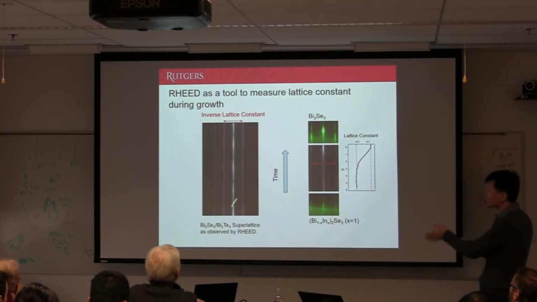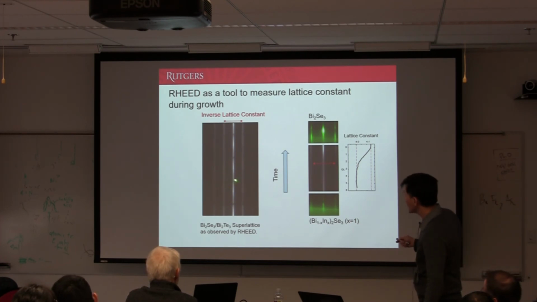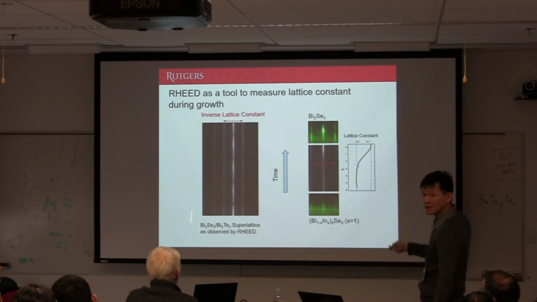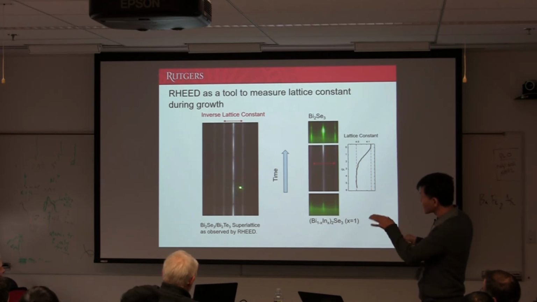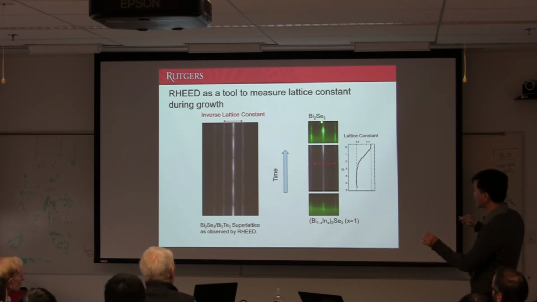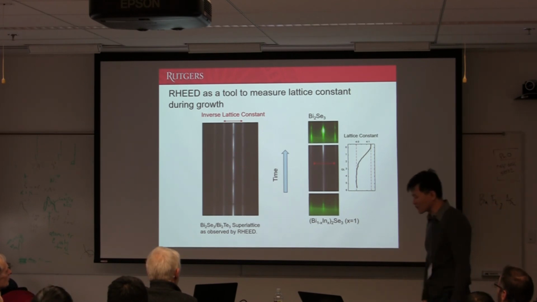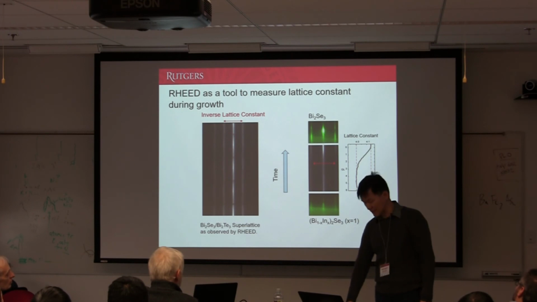By tracking this streak spacing, you can see that it becomes big, small, big, small, big, small. So this is a bismuth selenide superlattice. This is time, and this is inverse lattice constant. So you can keep track of the lattice constant in real time. Also, when you grow bismuth indium selenide on top of bismuth selenide, or the other way around, the lattice spacing changes, so by keeping track of this streak spacing, you can estimate the lattice constant.